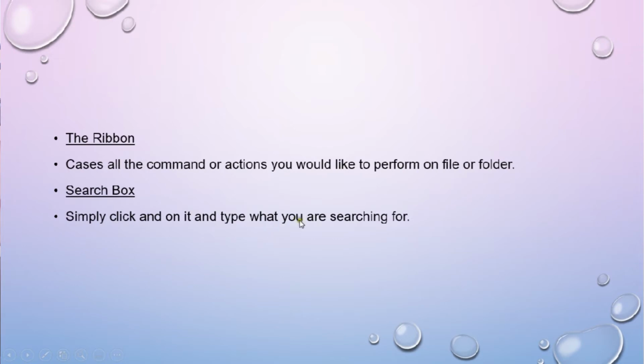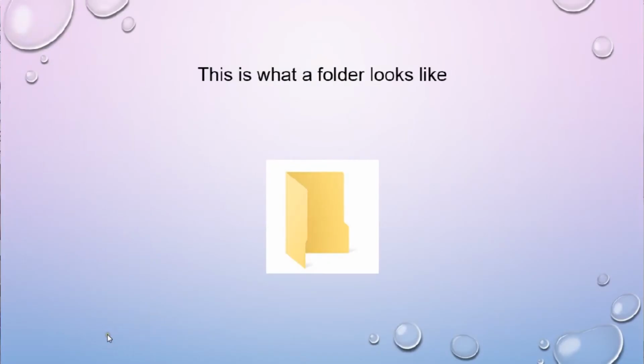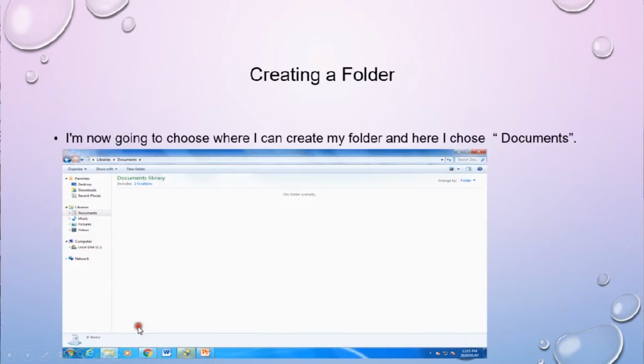And we have the ribbon as well. It houses all the commands or actions that you would like to perform in a folder. And then finally, the search box. With a simple click, you just type in everything that you are searching for in that smaller box, and voila, magic will happen. Now, this is what a folder looks like.